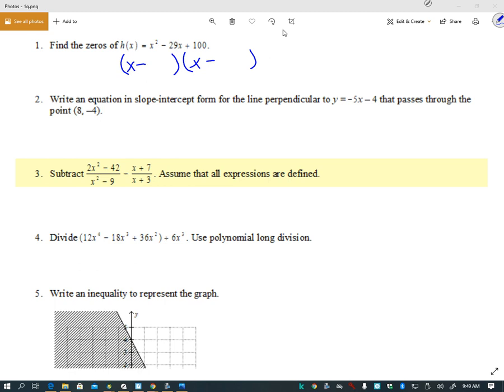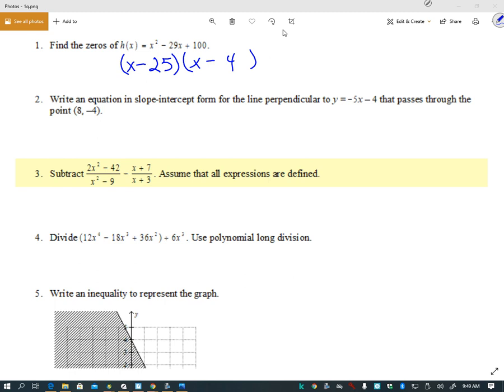Okay. So at this point, what we're looking for is two numbers that are going to multiply to be 100, but they're going to add up to 29. 25. Okay, and we can just say 25 and 4 because we've already set up the negative values there. But yes, it's negative 25 and negative 4.